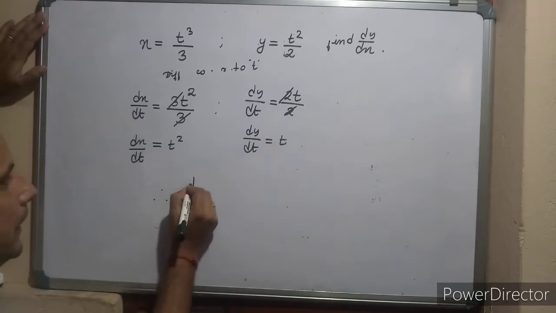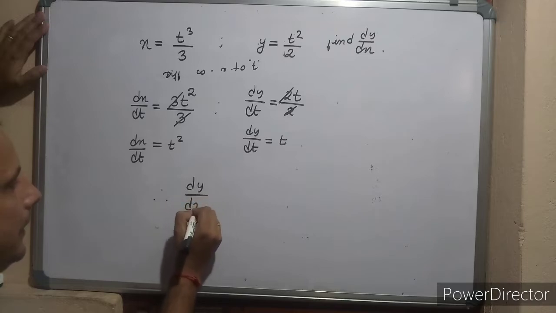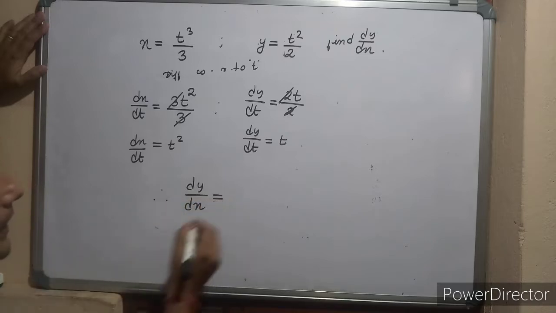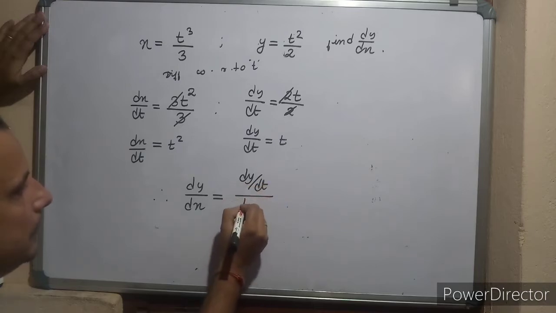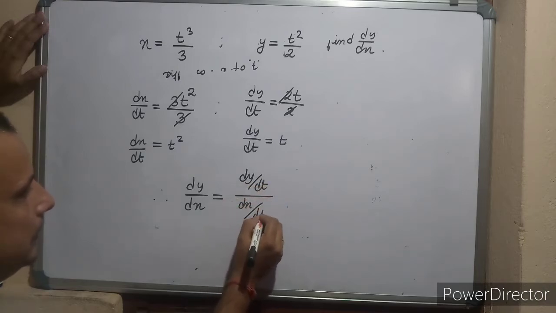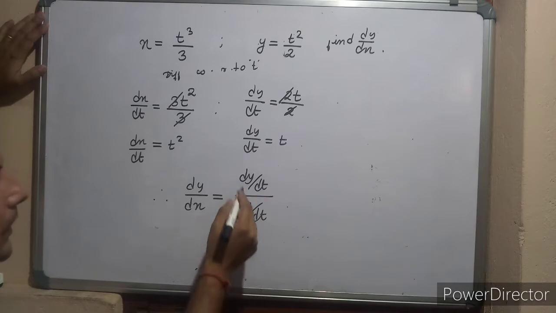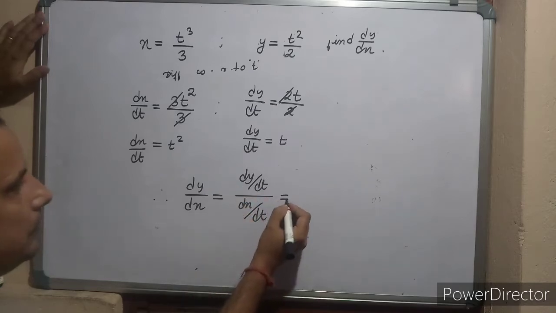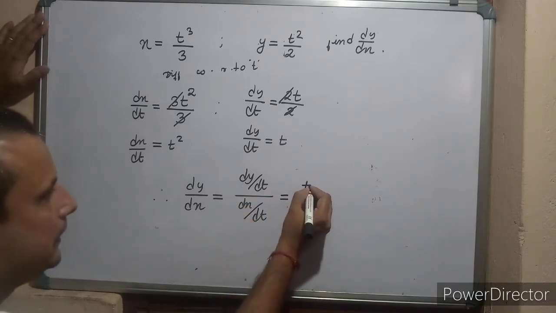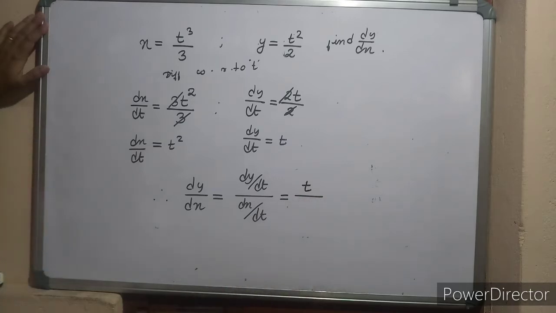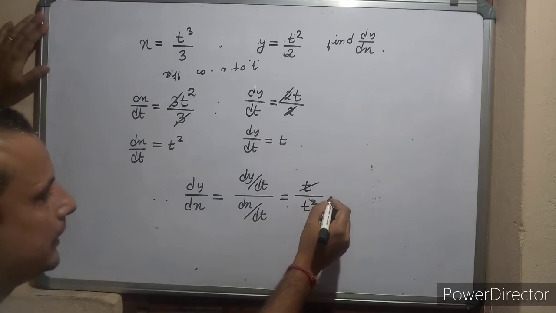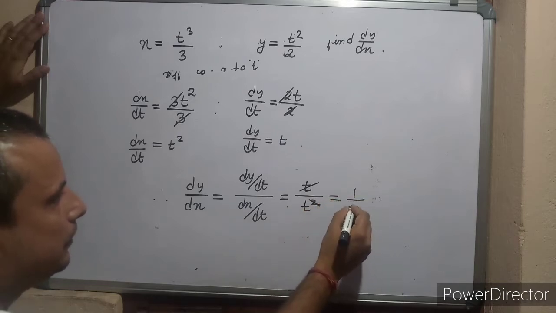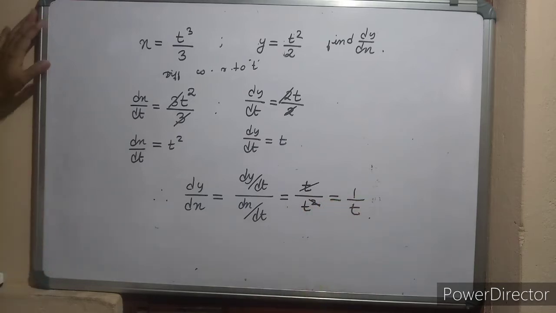What you have to calculate next? dy by dx. dy by dx is always given by dy by dt over dx by dt. If you cancel this dt, you will get dy upon dx. Now what is the value of dy by dt? It is t. dx by dt is t square. Let's cancel. The answer is 1 over t.